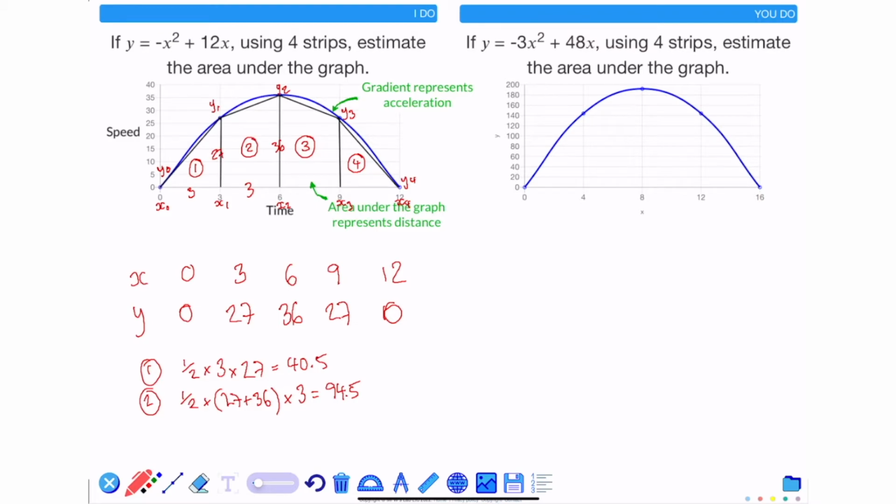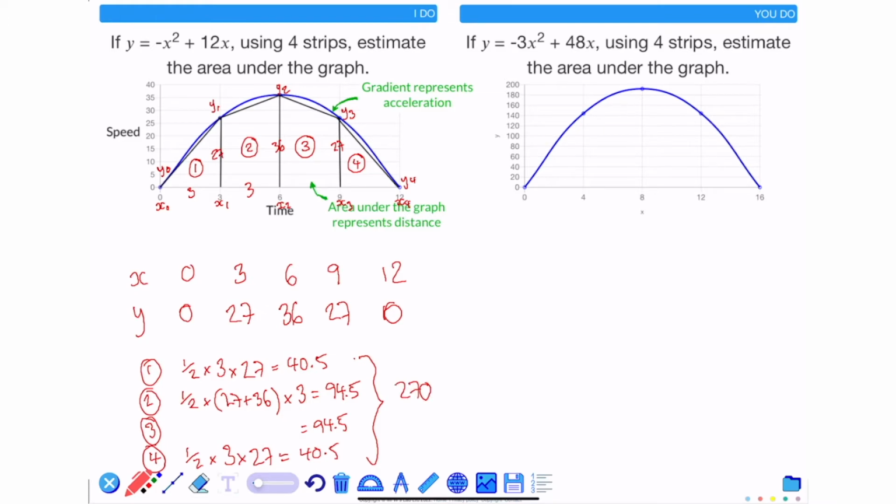Now as we can see, shape 3 is actually the same as shape 2. 27 is the height of y3, and I'm still using the same y2 value. So shape 3 will also have an area of 94.5 through doing the same calculation. And likewise, shape 4 has the exact same area as shape 1. So a half times 3 times 27 is 40.5. Adding all of these areas together gives me 270.